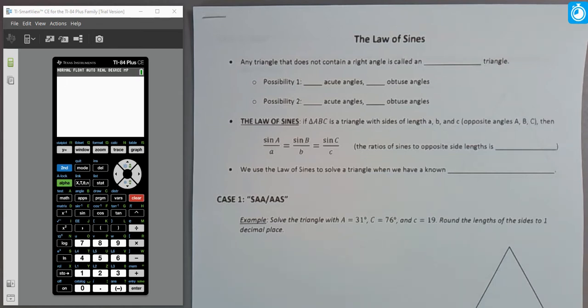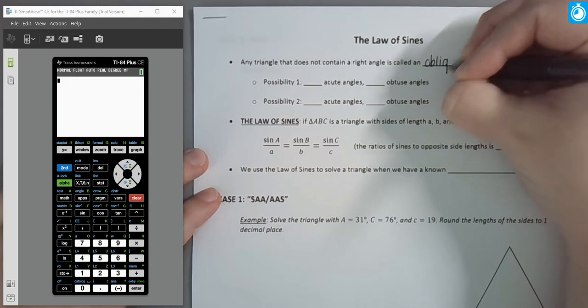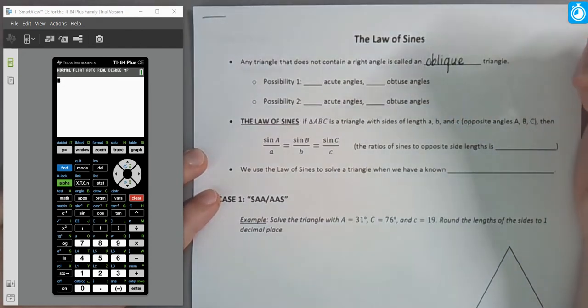What we're going to talk about in this video and in the next video are the techniques that we use when we want to solve a triangle that doesn't contain a right angle. A triangle that does not contain a right angle is what we call an oblique triangle. And an oblique triangle is going to fit one of two different patterns.